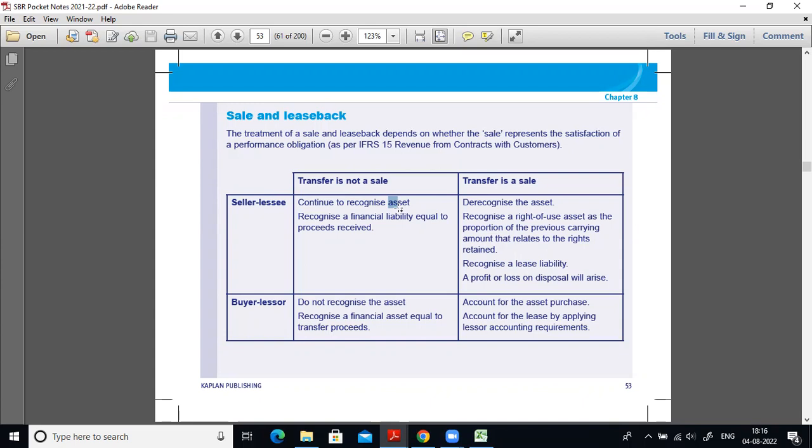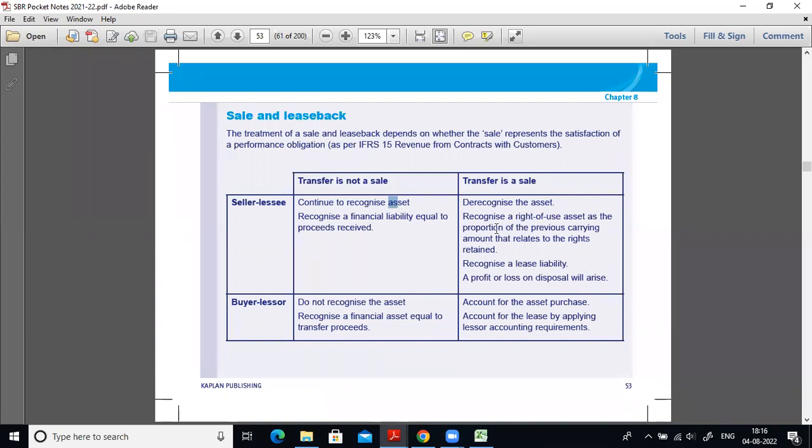And if the transfer is a sale, very important, if there is a transfer of risk and control to the purchaser, then the first important thing in the books of the seller is you need to de-recognize the asset because you are disposing of an asset. That should be your first step. And the next very important step is you need to recognize the right of use asset because here you are taking the same asset on lease basis.